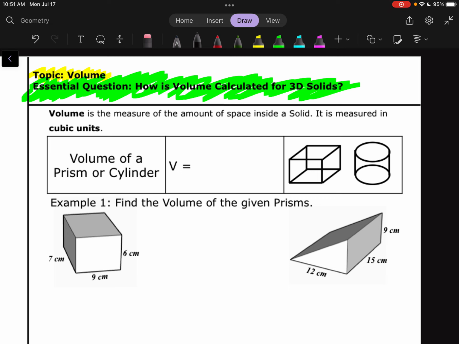Oh, I skipped our little background information. It says volume is the measure of the amount of space inside a solid. It's measured in cubic units. Cool. So, prisms and cylinders.